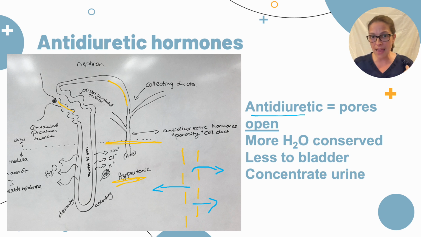So if it's a really hot day and we're really sweating and we need to conserve more water, a hormone called the antidiuretic hormone is going to be released, and those pores are going to open up and the water is going to be conserved. That means that less water is going to go to our bladder, more water stays in our body, and it concentrates up the urine. It makes it stronger, more potent, more concentrated, with less water in it. So there's an antidiuretic hormone that opens the pores.